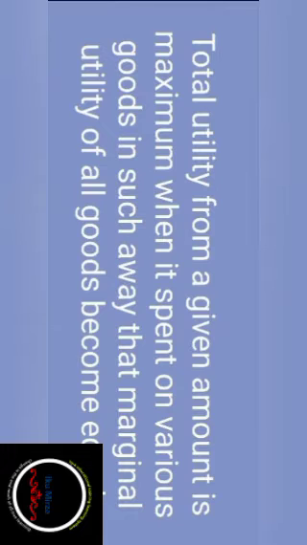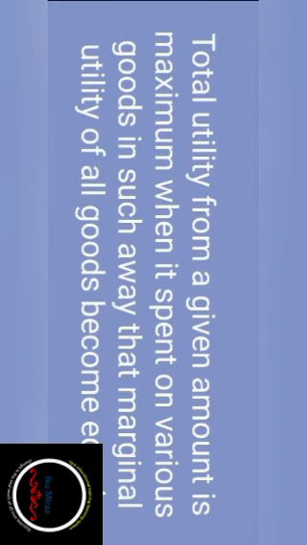The next step of the question is the definition. What is the definition of equimarginal utility? Total utility from a given amount is maximum when it is spent on various goods in such a way that the marginal utility of all the goods becomes equal. It means that the consumer gets the maximum utility by spending the amount on different items and getting equal marginal utility.